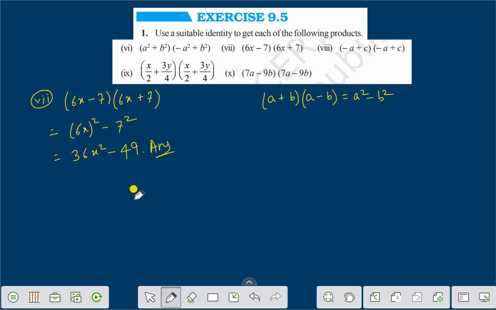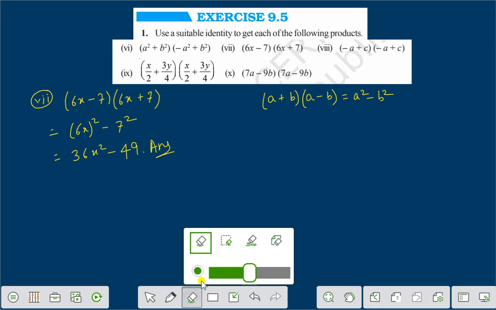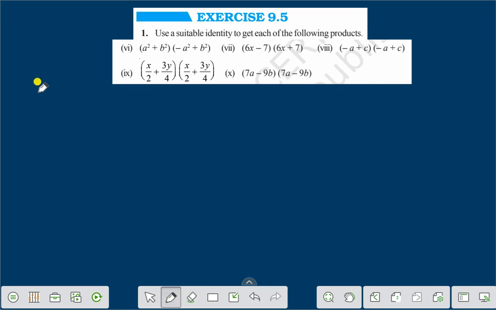Now we solve question number 8. Here you see is question number 8. This is minus a plus c into minus a plus c. Minus a plus c into minus a plus c.